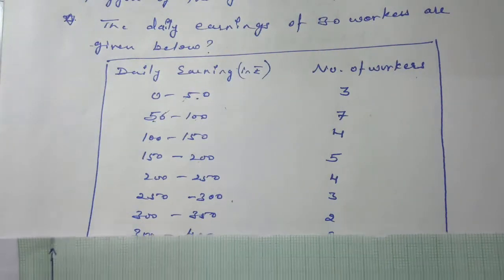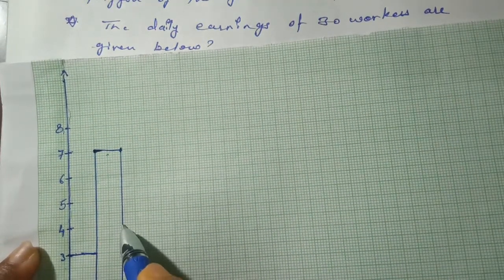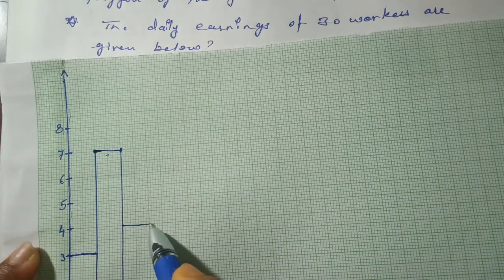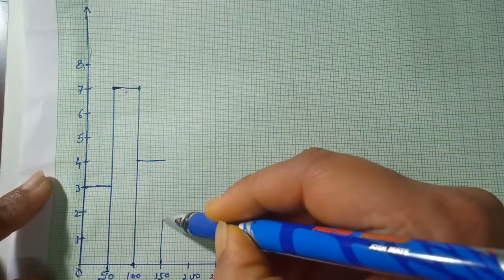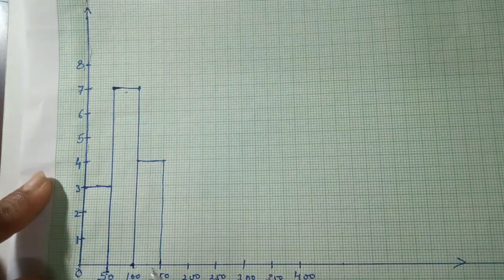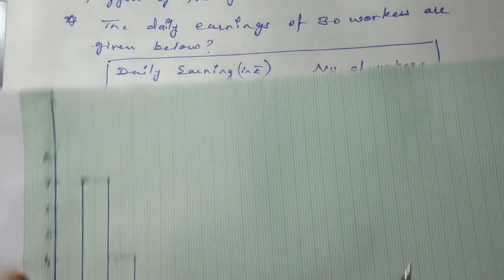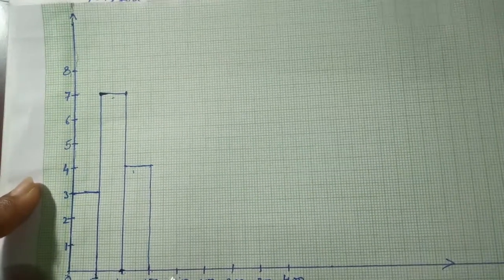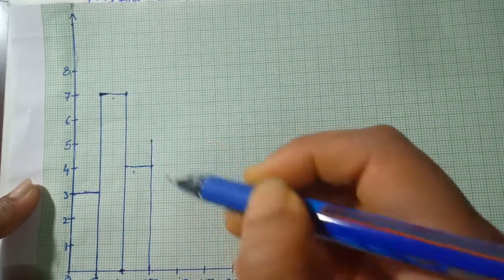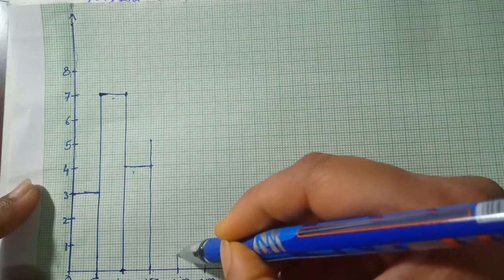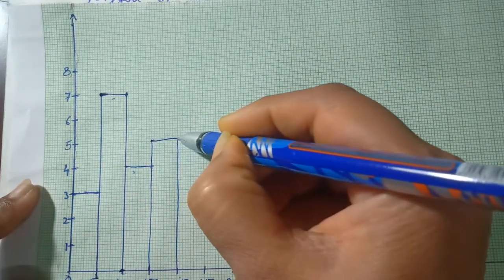Next is 100 to 150 up to 4. For 100 to 150 we have to extend up to 4. The number 4 is over here. So we draw 100 to 150 up to 4. This is the third. 150 to 200 is 5. 150 to 200 up to 5. The number 5 is over here. So we're going to first extend the line of 150, then 200 up to 5 and join them.